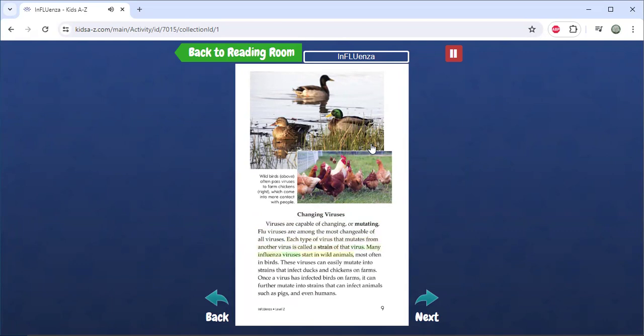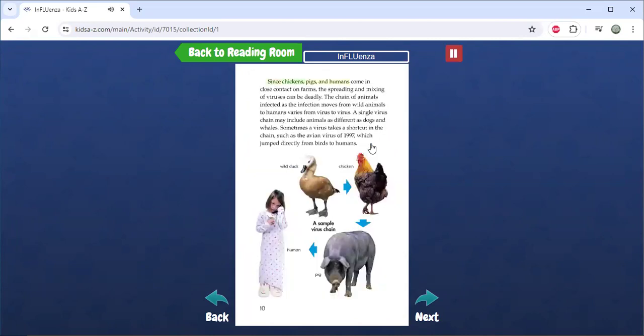Many influenza viruses start in wild animals, most often in birds. These viruses can easily mutate into strains that infect ducks and chickens on farms. Once a virus has infected birds on farms, it can further mutate into strains that can infect animals such as pigs and even humans. Since chickens, pigs, and humans come into close contact on farms, the spreading and mixing of viruses can be deadly.